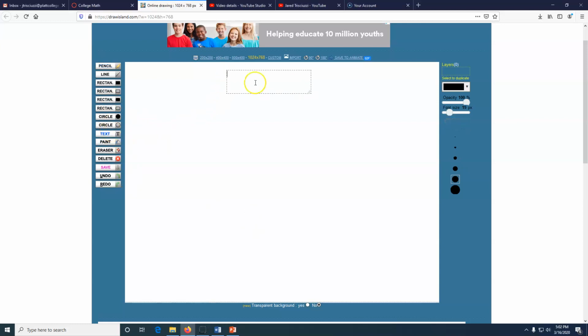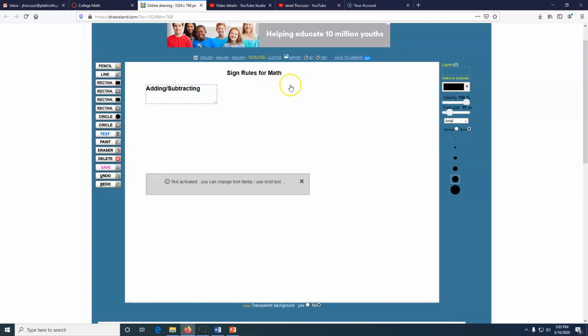So your sign rules for math are basically split into two main areas. On the one hand, you have adding and subtracting, which have their own set of rules, and you have multiplying and dividing, which will have their set of rules.